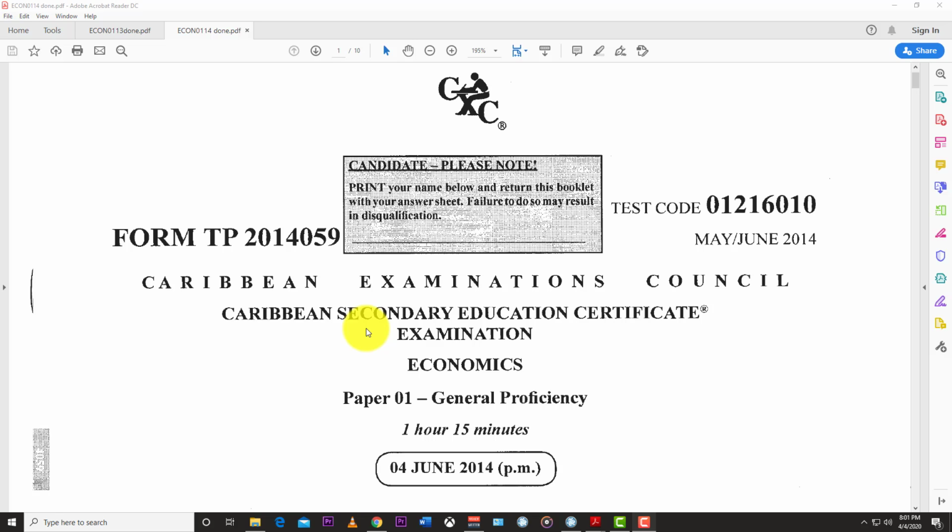And we know that CSEC is about to, for the 2020 exam period, they might want to give us just paper 1s and SBAs, so you know paper 1s are a little crucial right now. So let's just jump into it. The May-June 2014 economics, principles of economics paper 1.